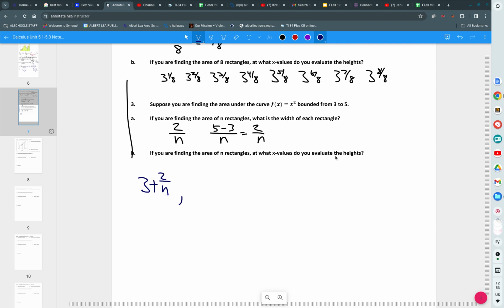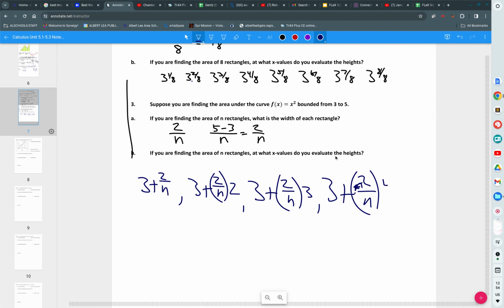Then to get to this spot, I go over another width, don't I? So I have 3 plus 2 over n, but instead of going over 1 width, I go over 2 widths. Would it be the same as just 4 over n? It would be 4 over n, and then the next one, I'll go over 3, and then I'll go over 2 over n, and I'll go over 4, so on and so forth, until I go over an infinite number of widths that we divide up into an infinite number of rectangles.